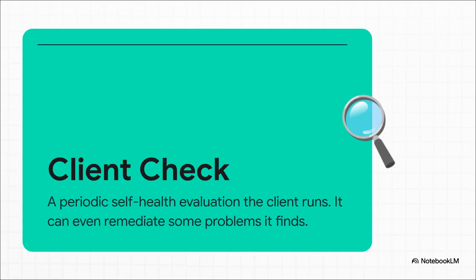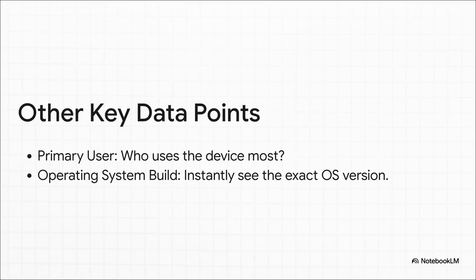And this next one, Client Check, is one of the most powerful features here. It's basically a self-healing mechanism built right into the client. It periodically runs a health check on itself, and get this, if it finds common problems, it can often fix them automatically, all on its own. For you, that means way fewer little problems you have to track down and deal with manually. It's huge.